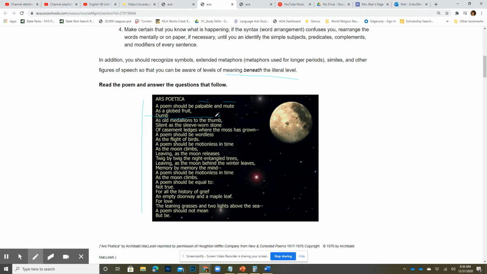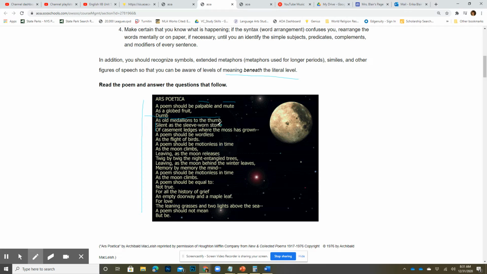Old medallions to the thumb, you might imagine a medallion like a medal that maybe a soldier or someone got, and they're rubbing it with their thumb, right? The medallion itself is silent. It's dumb, but when the owner of it rubs it, holds it, rubs it with their thumb, is there meaning there? Are they feeling something? Are they remembering something?